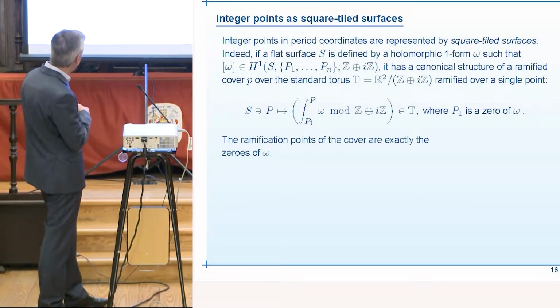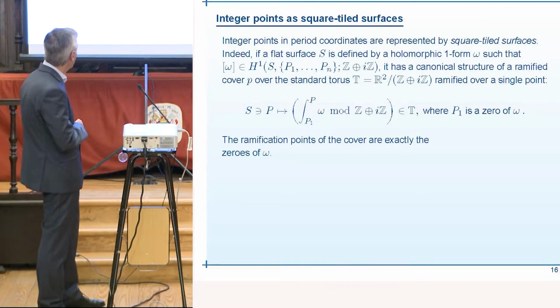So if you have a translation surface representing a point of this lattice, you take any point on the surface, join it by some path to the distinguished point P1, evaluate the integral of your holomorphic one-form, and take it mod Z plus iZ. Since all periods live in Z plus iZ, this number evaluated mod Z plus iZ is well defined. This is a point of a standard torus. We get a ramified covering, and the ramification points of the cover are exactly the zeros of omega. So this is the description in this language.